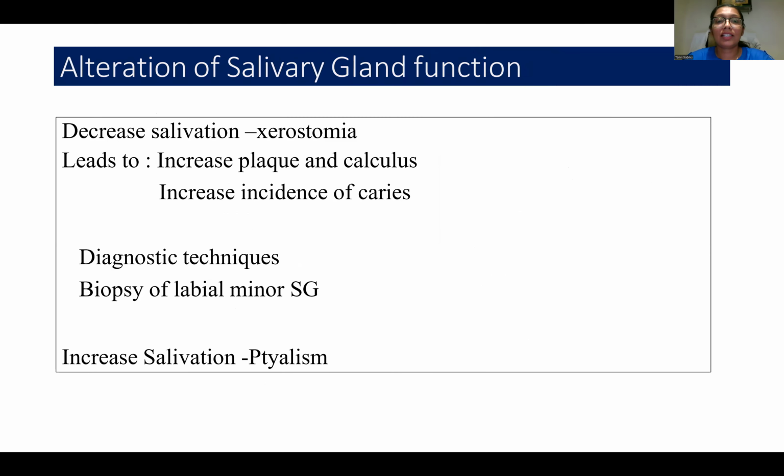Next important thing is the alteration of salivary gland function. The salivary gland function can be altered because of increased salivation and decreased salivation. Decreased salivation can lead to less functioning of the salivary gland. That is seen in case of xerostomia, which leads to dry mouth, increased plaque and calculus formation, and increased incidence of caries. This can also take place because of consumption of various drugs such as antihypertensives, antipsychotics, and antidepressants. Diagnostic techniques: biopsy of labial minor salivary gland should be done.